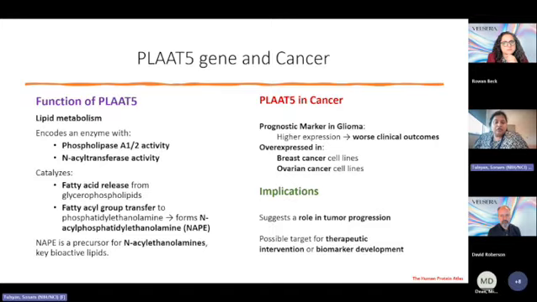Several studies have shown that this gene acts as a prognostic marker in glioma. Its higher expression is correlated with worse clinical outcomes, and it is also found to be overexpressed in breast cancer cell lines and ovarian cancer cell lines, which suggests that it has a role in tumor progression.